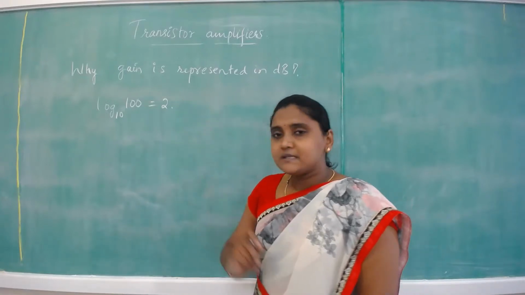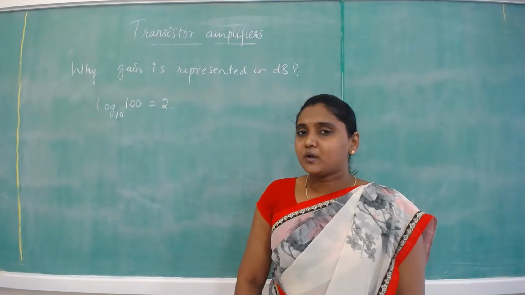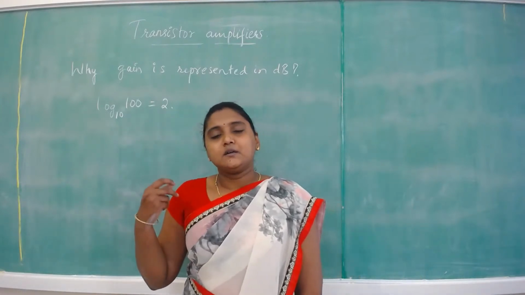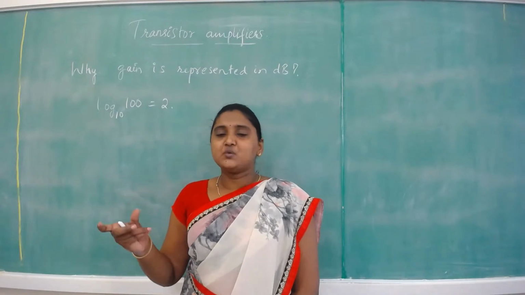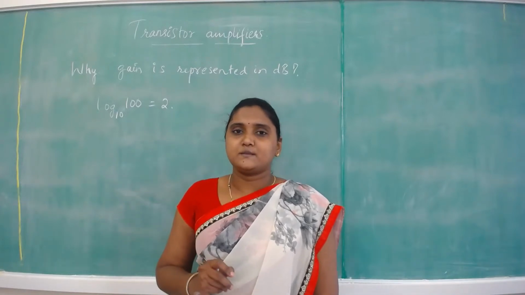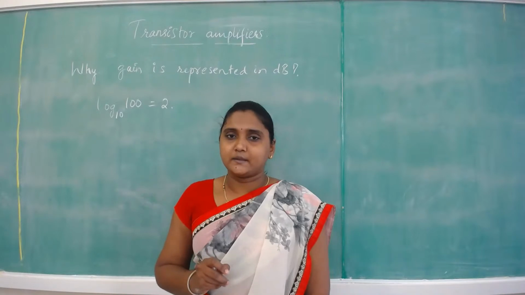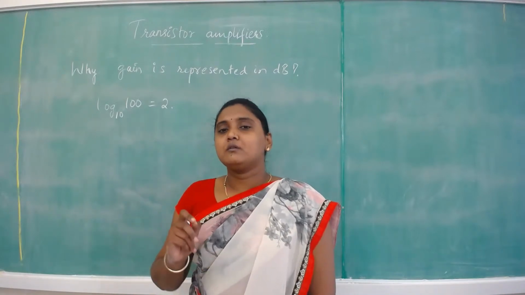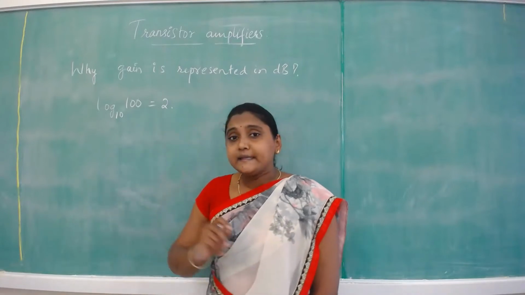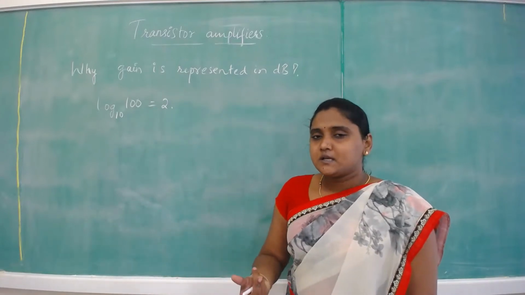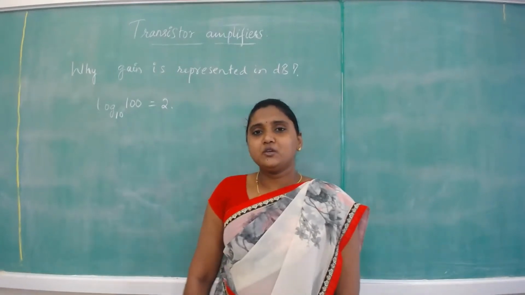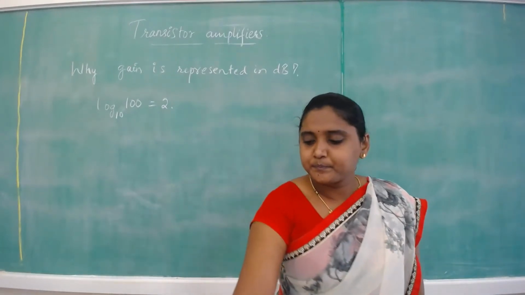And gain we are representing in what? Logarithmic unit. So what happens here? The logarithmic unit matches the human ear response. That means it tallies with that. That's why it is preferred to represent the gain in terms of dB, because it naturally goes with the response of the human ear. That is one reason. Okay.